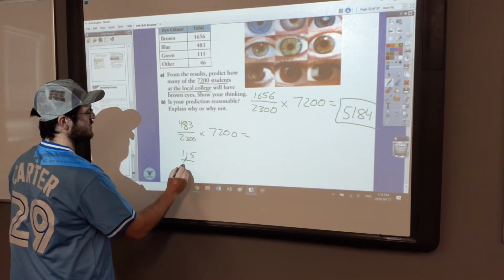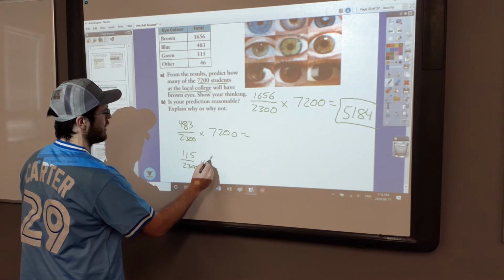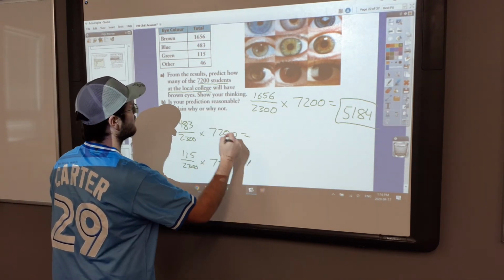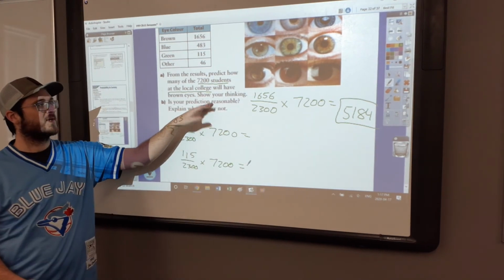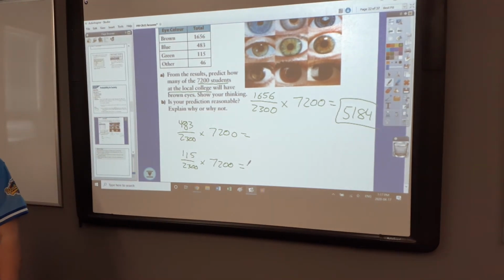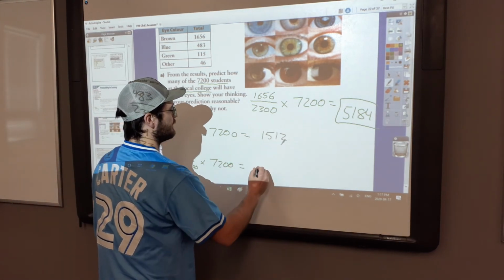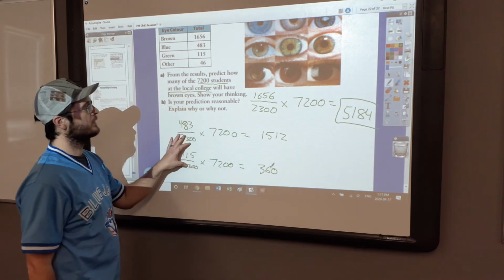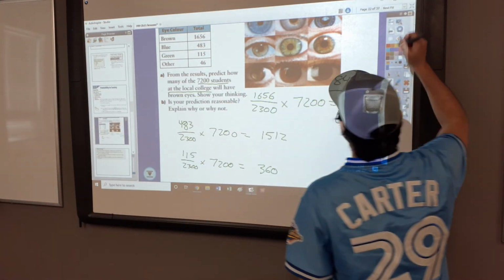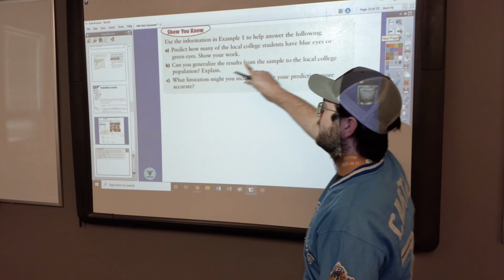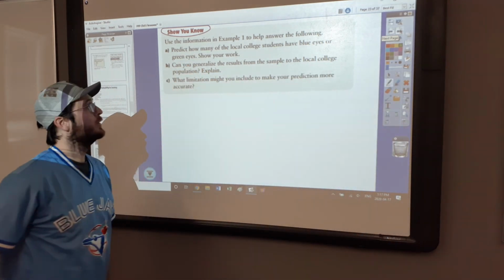out of 2,300 and apply that to our total population. And again, for the same reasons, you'd be able to say, is your prediction actually reasonable or not? My calculations say there should be about 1,512 and 360 on these. Okay, so that's taking the exact same idea for brown. You can do the same work to do blue or green eyes.